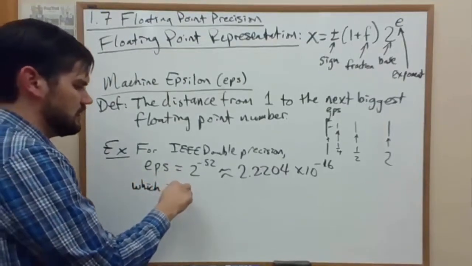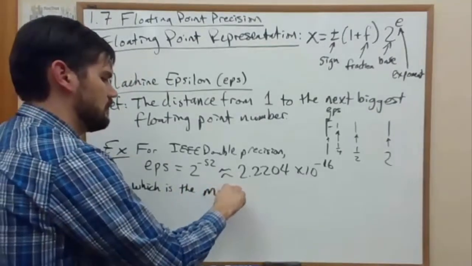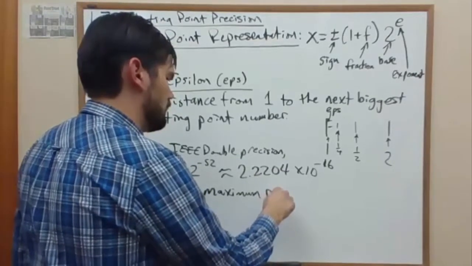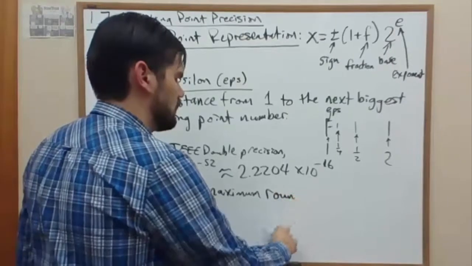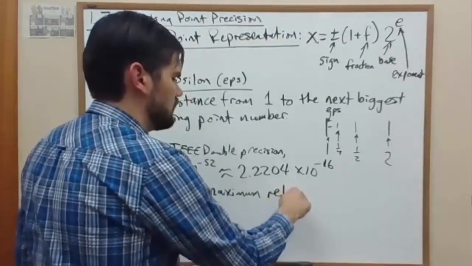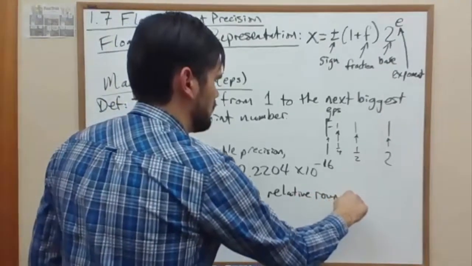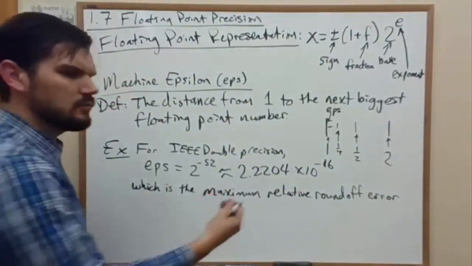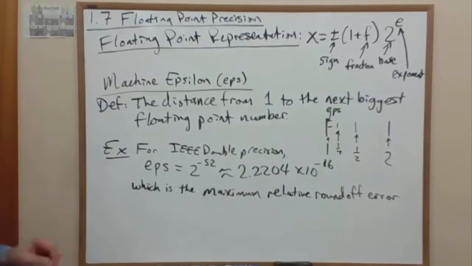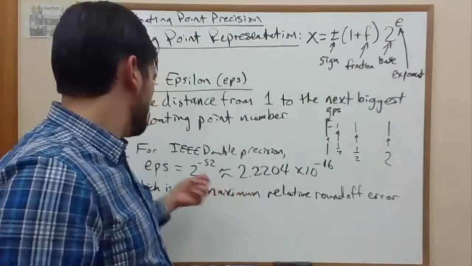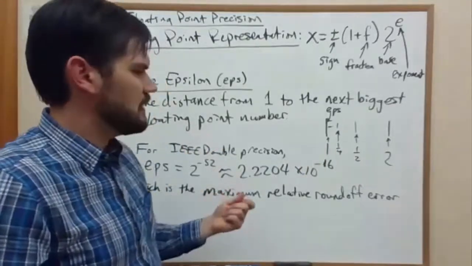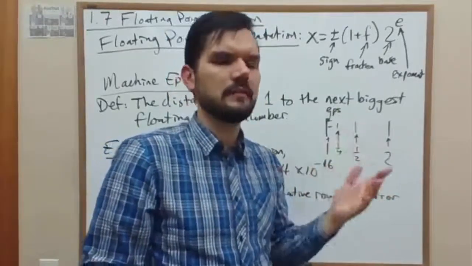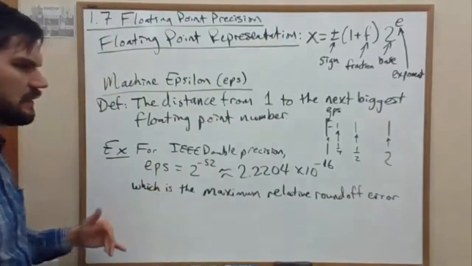which is the maximum relative round-off error. How far off you could round to be. And the book mentions that if you're rounding off at an error of epsilon, then you could round to the left or to the right, and so your full gap is actually 2 times epsilon. But we'll just stick to epsilon itself as the round off.